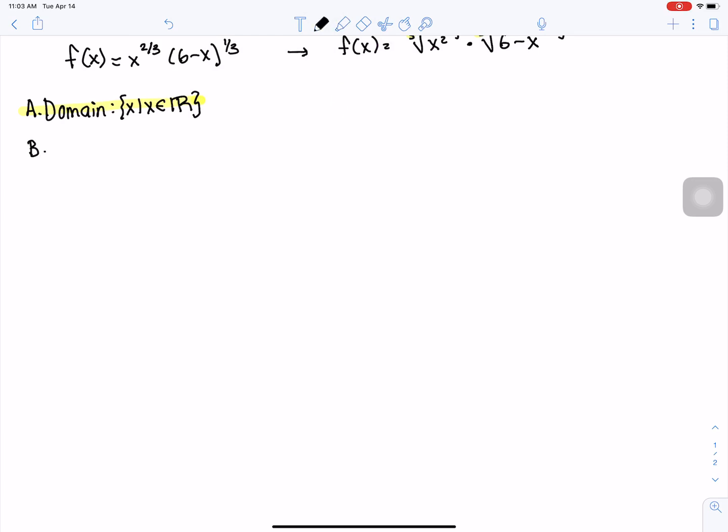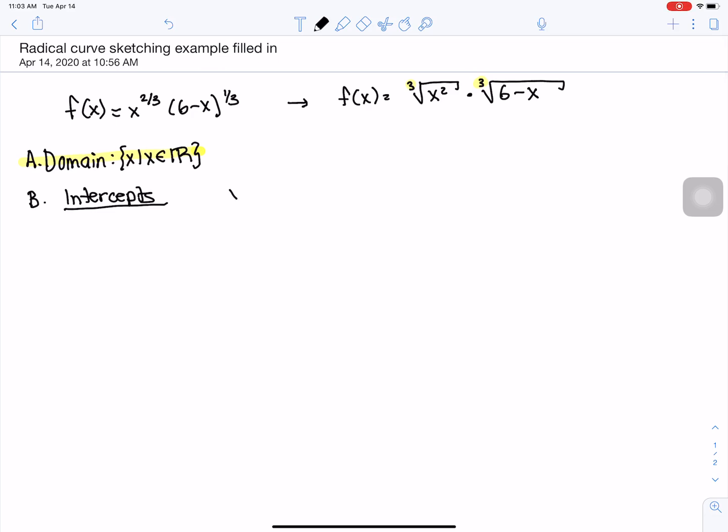B, we want to do intercepts. So again, to find x-intercepts, we set y equal to 0 and solve for x. My expression is already factored, so to find my x-intercepts I'm going to think about what makes each part of my function 0. When x is 0, the whole expression is 0. What would make this other expression 0 would be x equals 6. So those two happen to be my x-intercepts: (0, 0) and (6, 0).